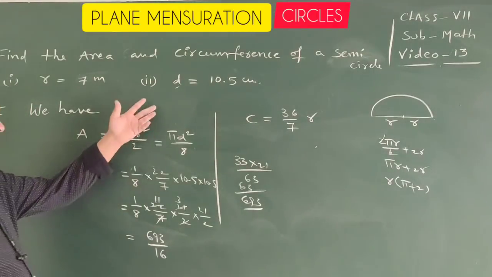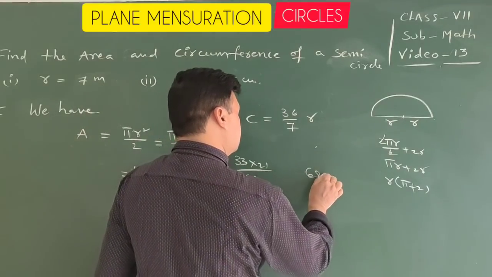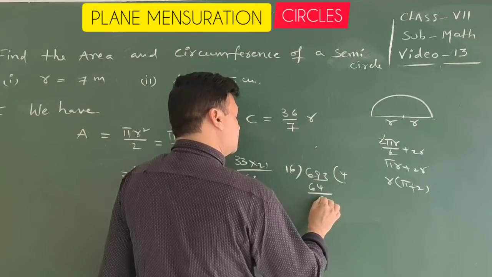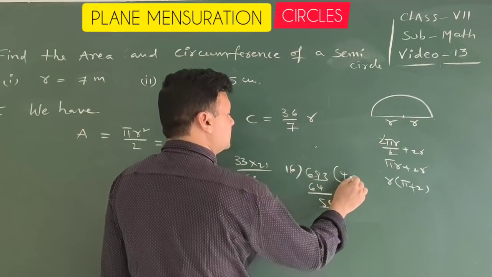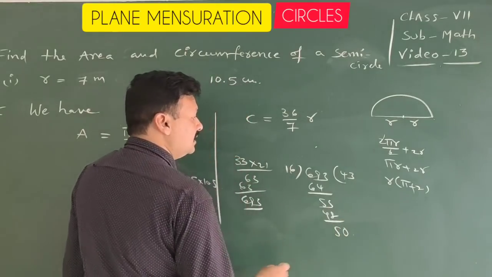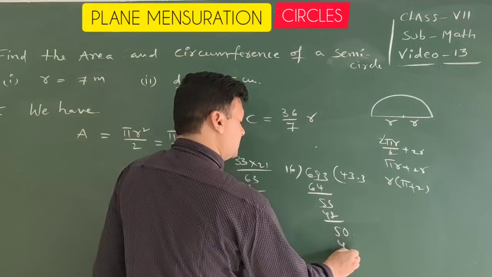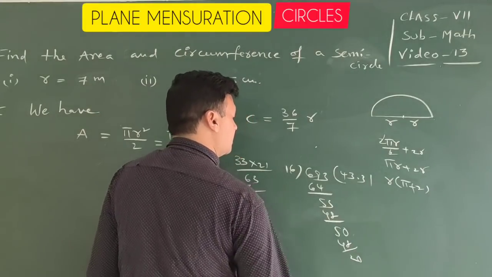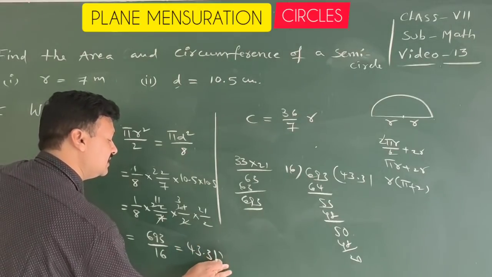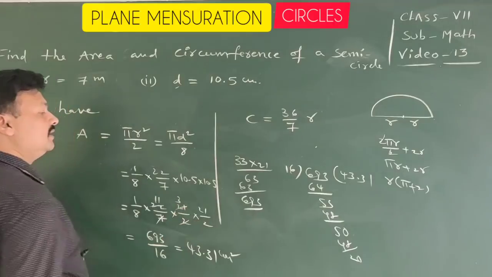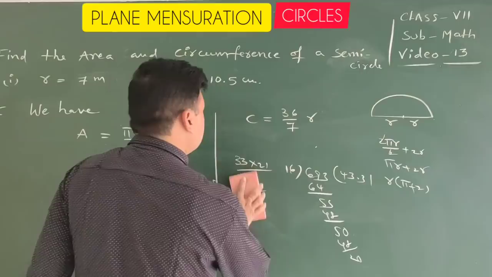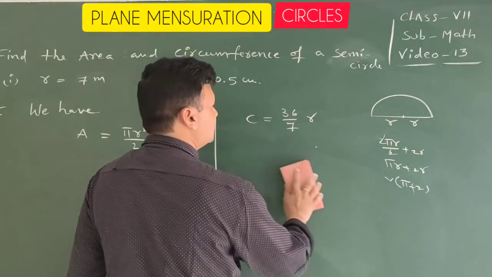Okay, if you want it in decimals also you need to convert. Here 693 by 16. 16 4s are 64. Here 53, here 63, 40. 8 5s are 50. Again 3, 48 means 2. 20 means 1. Here 43.31 centimeters square is the area of the given semicircle in terms of diameter D.